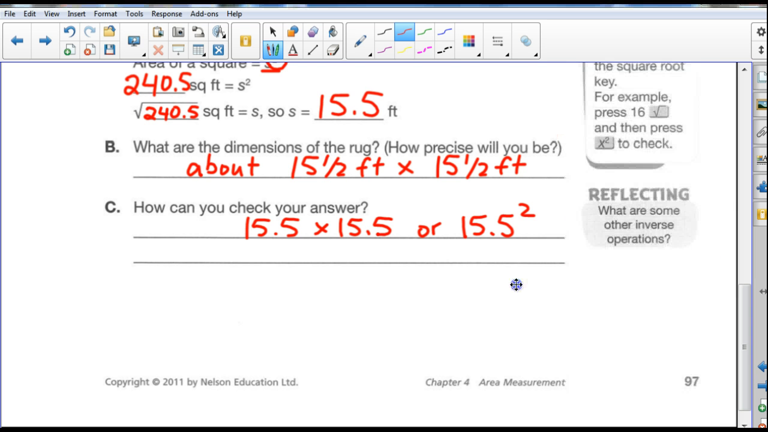Okay, so that's all there is for 4.3. And so go ahead and do the practice.